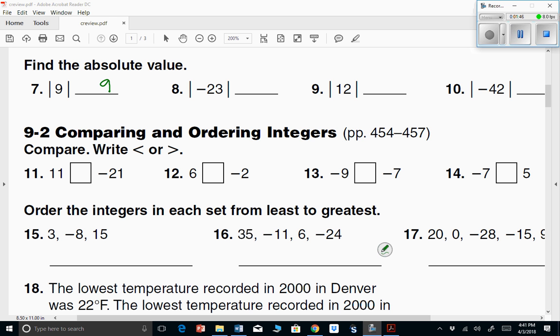Number 8, the absolute value of negative 23. If you look on the number line, negative 23 is 23 spaces from 0. So its absolute value is 23. So as you can see, if the number is positive, just keep it positive. If it's negative, make it positive. Number 9 is 12, and number 10 is 42.